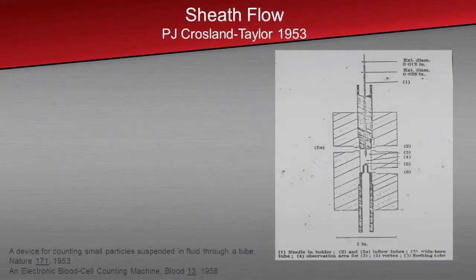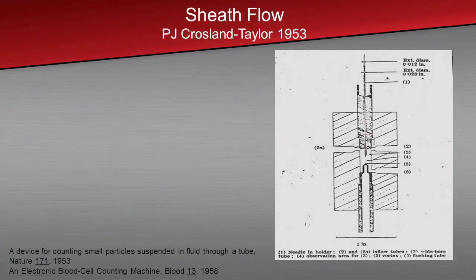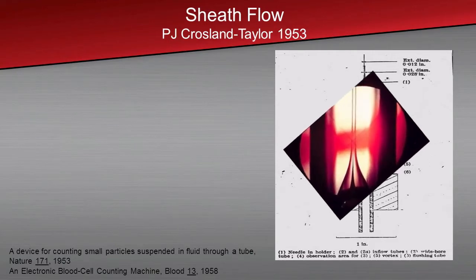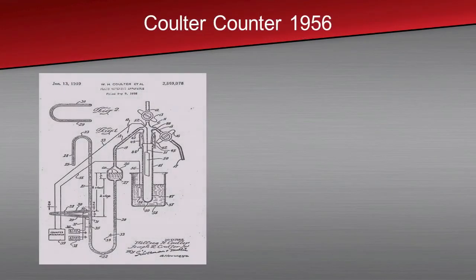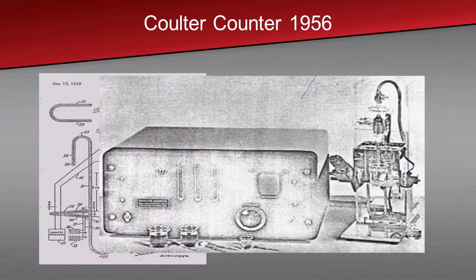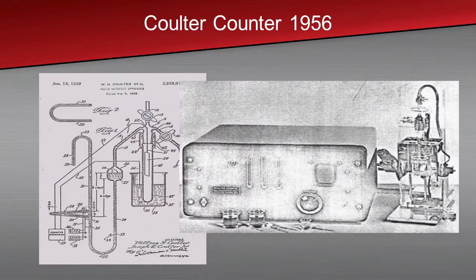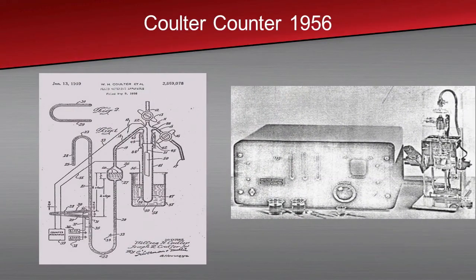A 1953 development by Crosland-Taylor to more accurately optically count cells would become the sheath flow later used in all flow cytometers. Of great importance was the invention of the Coulter Counter in 1956 by Wallace Coulter to count blood cells using the change in conductivity as cells pass through an aperture.